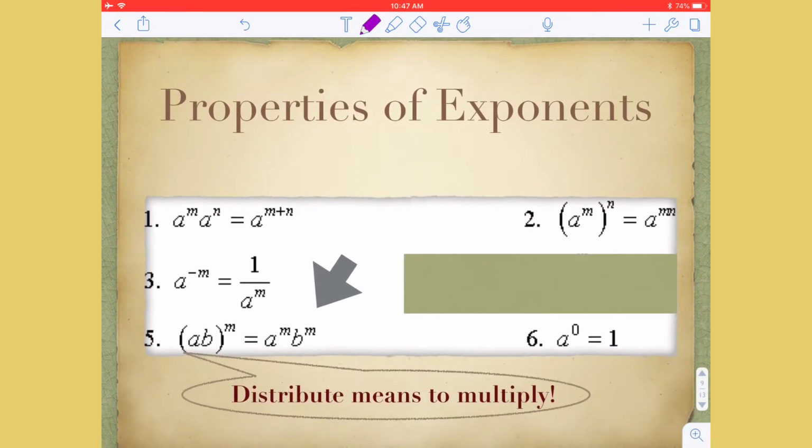This property is stating the same thing, but it's showing you what happens when you have more than one thing inside of your parentheses, more than one base. You're going to distribute to both items so that both bases get that exponent value.